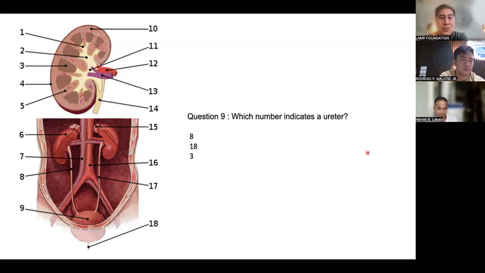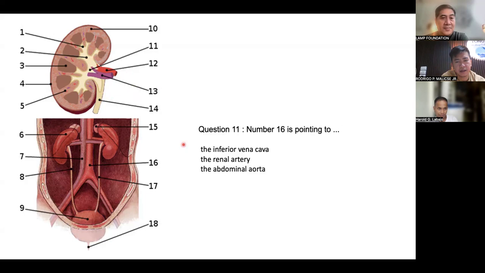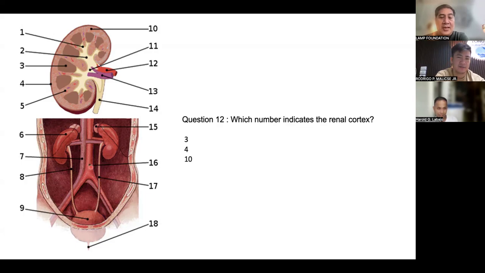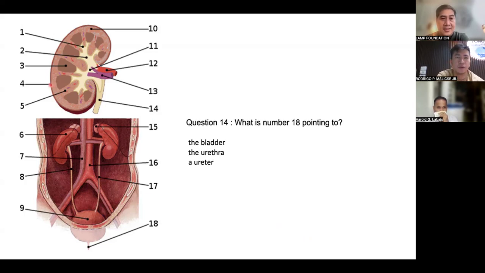Where is the ureter? What number? Number 8. Number 2 is the major calyx. Number 16 is the abdominal aorta. Which number indicates the renal cortex? Number 10. Number 4 is the renal capsule. Okay, what about number 18?